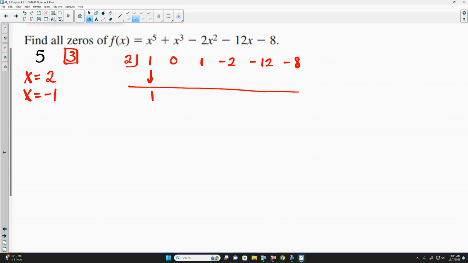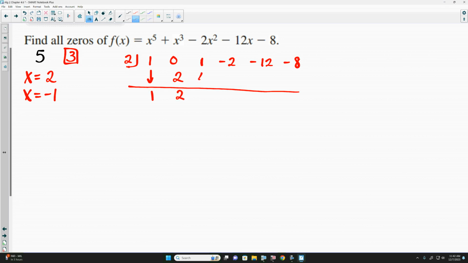So we're going to start with the two solutions that we have, and then we will go from there. So we set up synthetic division, we bring the first number down. Now we do our multiplication. 2 times 1 is 2. 0 plus 2 is 2.